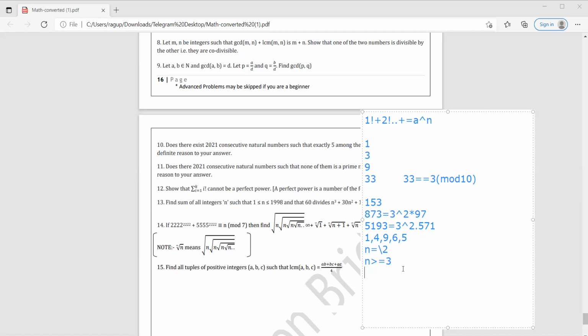Now let's check if it is true that it can be 5 mod 7. So we know that a cube is congruent to 1, 0, 6 mod 7. So this is not true. Now we have already proved that a raised to n cannot be a perfect square, so a raised to 4 is not true. So let's not check it. Now let's check if it is true for a raised to 5.